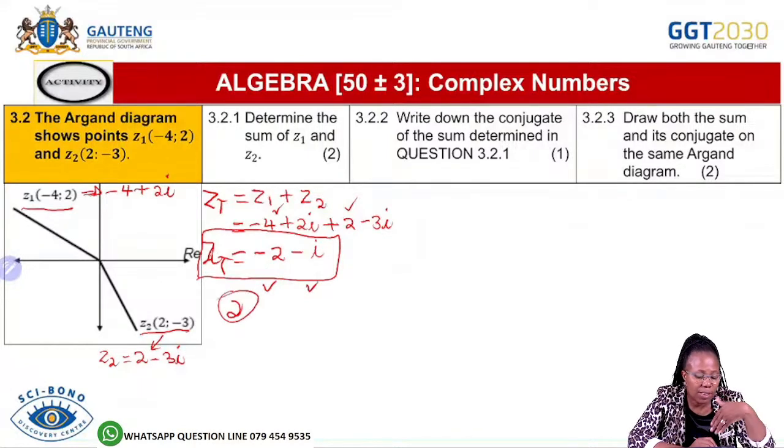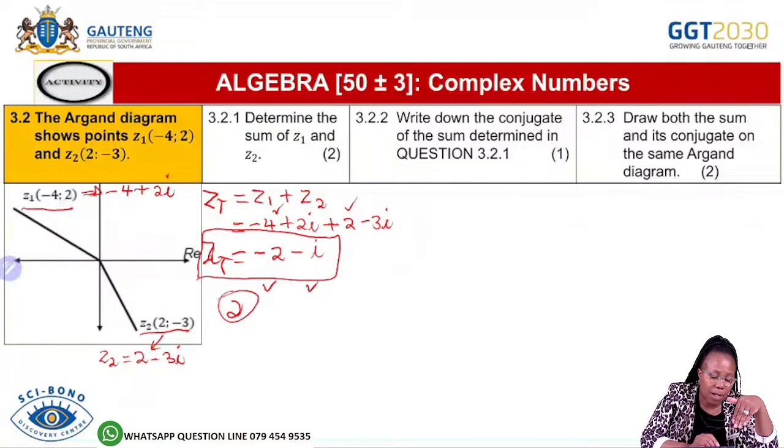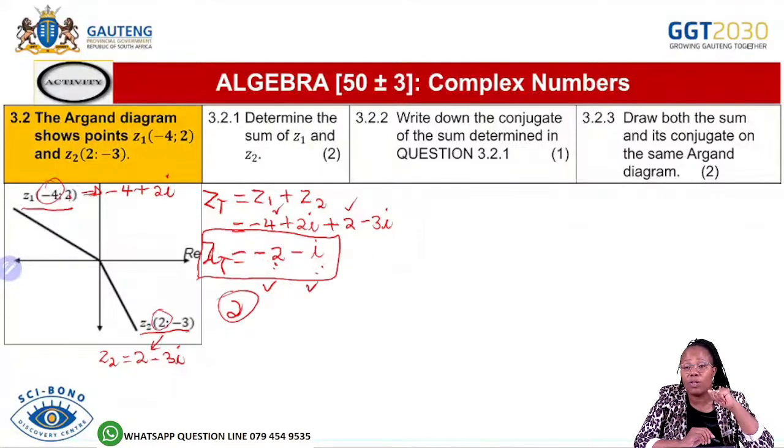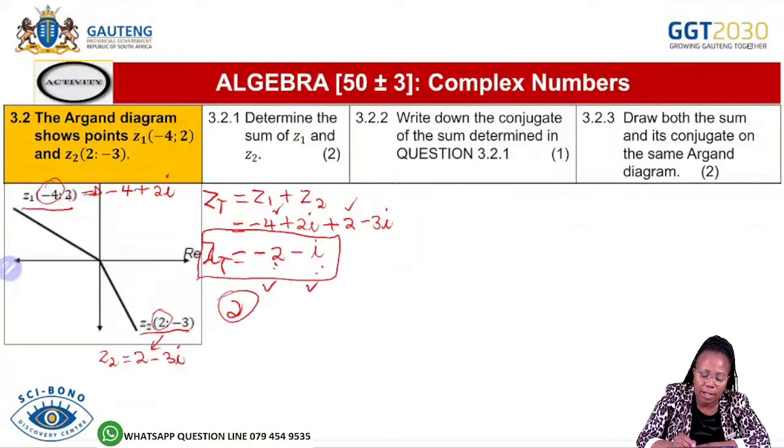Okay, because some learners can just identify by looking that minus 4 plus 2 is a minus 2, and they end up with that minus 2. And then they know that this 2 must be a 2i. So it's 2i minus 3i, which is minus i. Other learners may just look at the coordinate and conclude the answer. Hence, the marks are only allocated for the final answer.